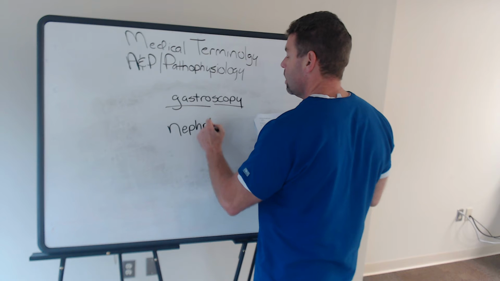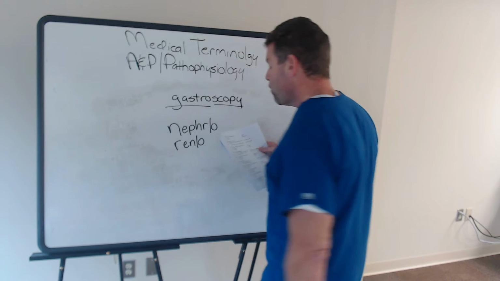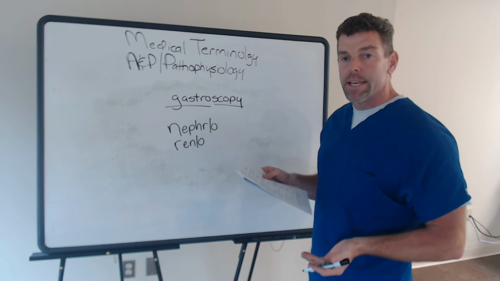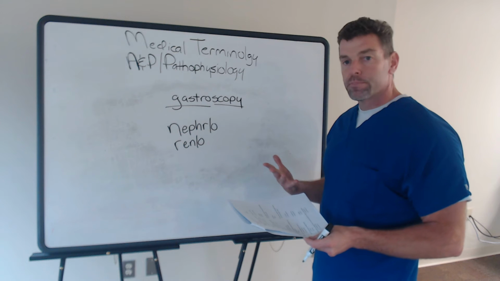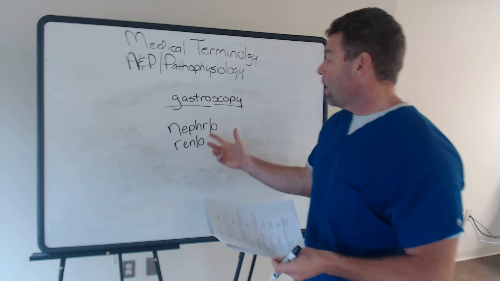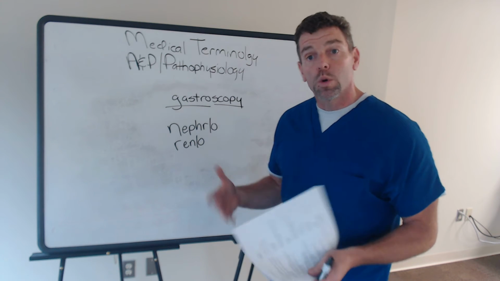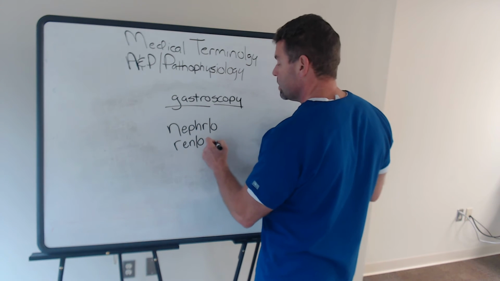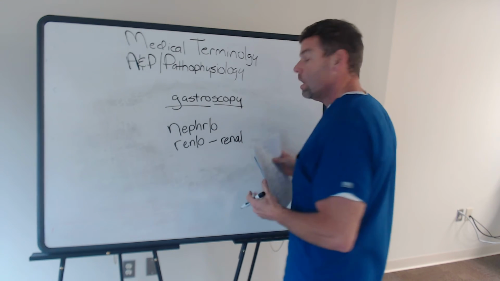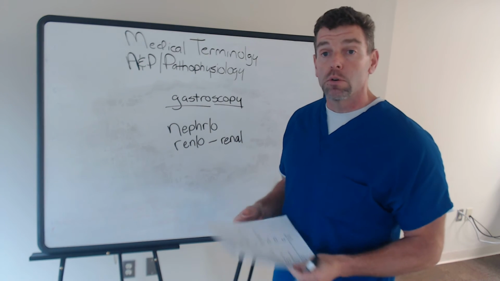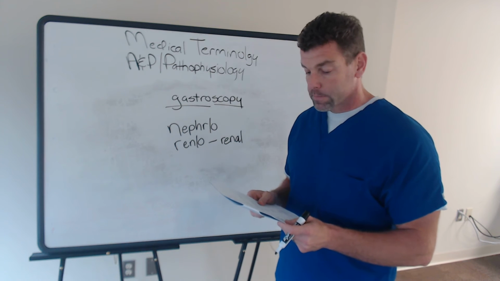Nephro and reno. Both are word parts that mean kidney. If somebody has problems with their kidney, they may go to a nephrologist. When we're talking about the urinary system, we may also refer to it as the renal system. So you'll hear both of those combining forms for kidney quite often.